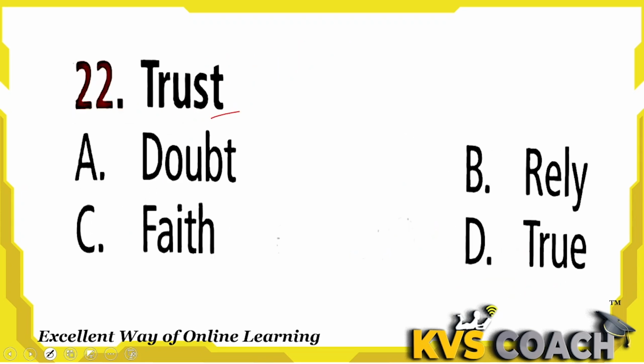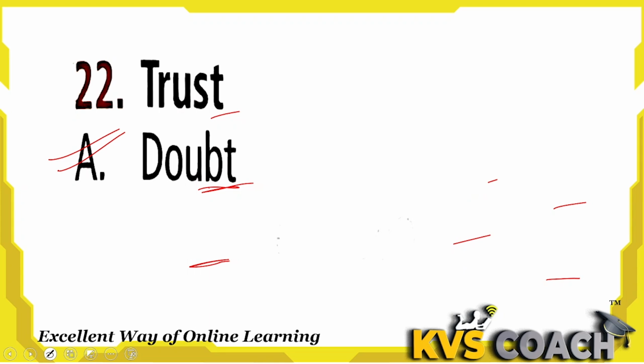Next is trust. Trust means faith. When we are believing in something or someone, that is called trust. So faith, rely on, truth, true. If someone is saying true, we all know that he is saying true, then we trust him. So these all are synonyms of trust. But doubt means we are not believing in it, we are not having faith in him, that is called doubt. So option A is the opposite word of trust.